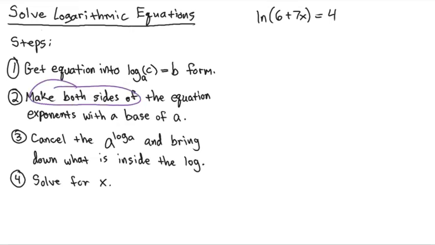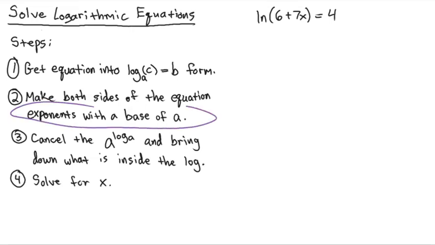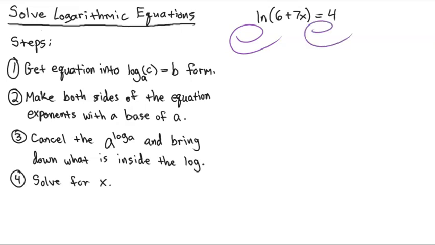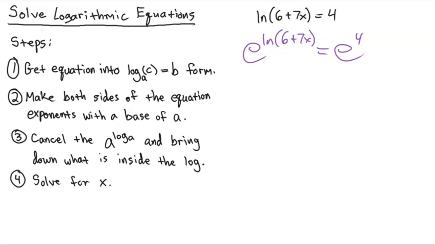So now we're going to make both sides of the equation exponents with a base of a. Well, what's a? Again, the base of this logarithm is e. So in this case, a is e. So we want to make this into an exponent and this into an exponent with a base of e. That's basically e to the power of this and e to the power of this. So we're going to have e to the power of the natural log of 6 plus 7x equals e to the power of 4.